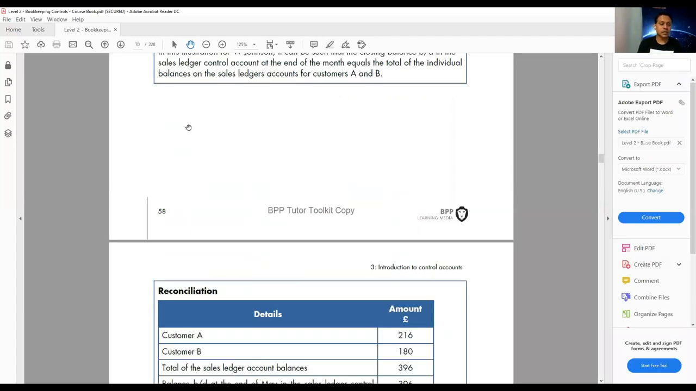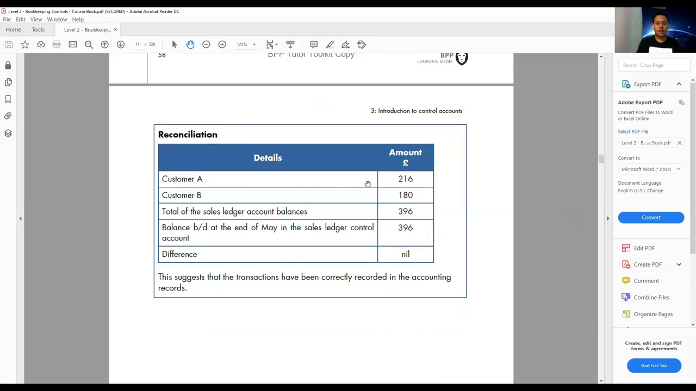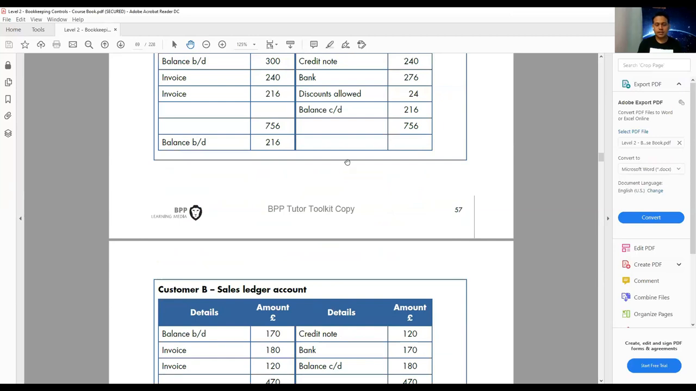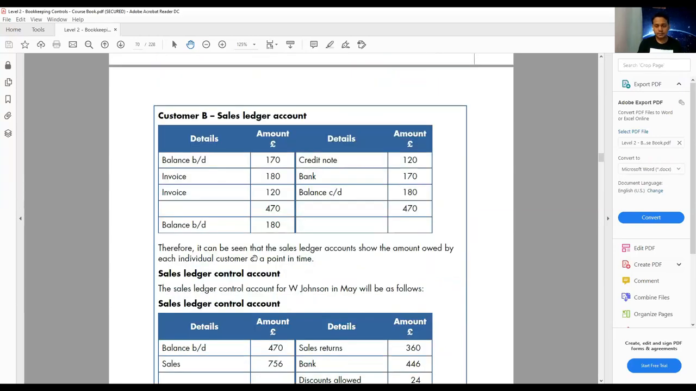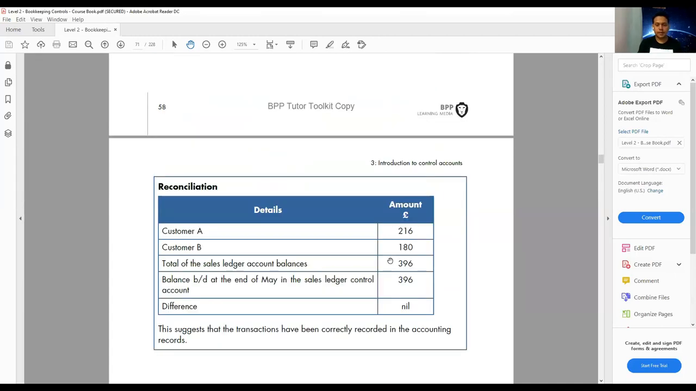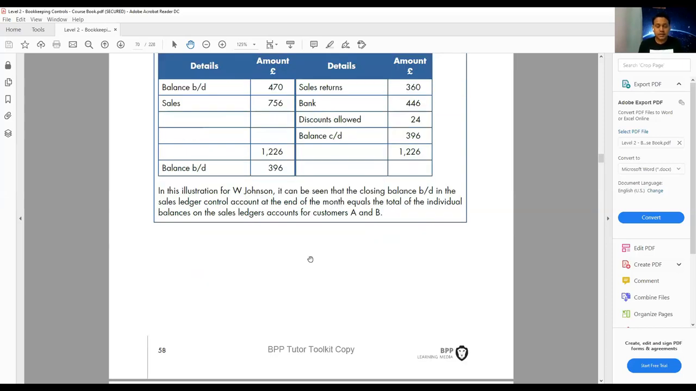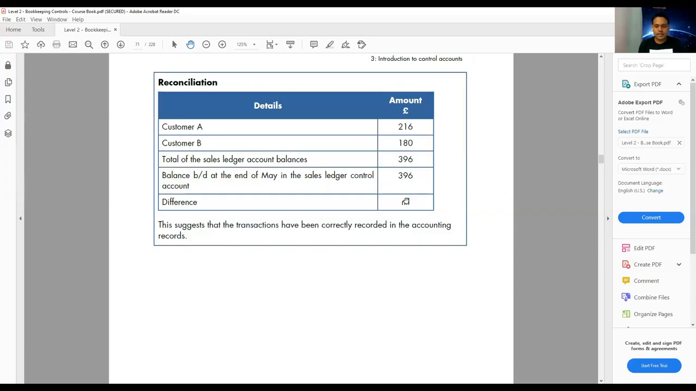Now we're going to see the reconciliation. We try to see if there's any difference. Customer A, balance is 216, yes. Customer B, balance is 180. So the total of the individual sales ledger account balances is 396. And the balance b/d at the end of May in the sales ledger control account is 396. So you can see our sales ledger control says 396, and the difference is nil.